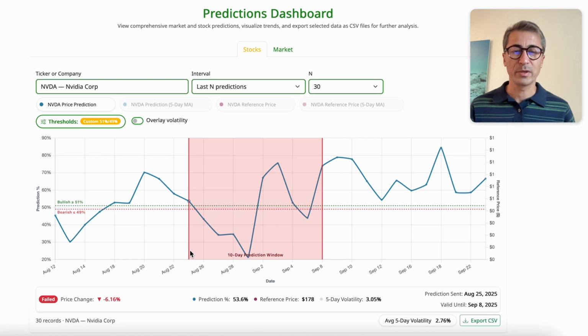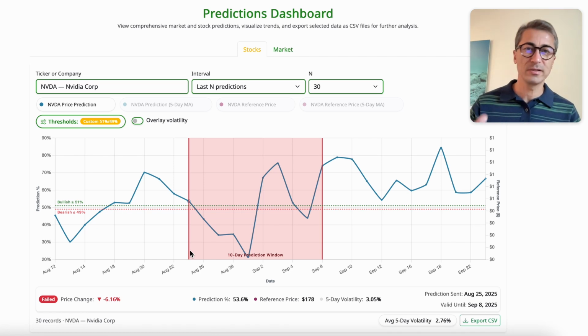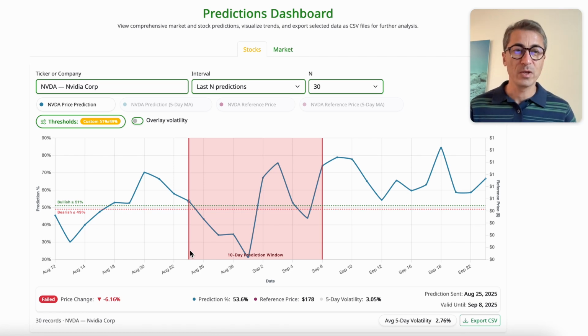If you are developing your own strategies and algorithms by using these predictions, probably combining them with other tools, you should consider this aspect. Each time you check the prediction itself, you should be checking the reference price as well.